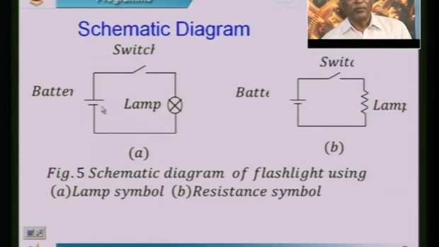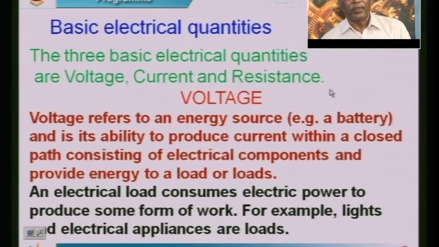schematic diagram, where the battery or the cells have been shown by this, the switch is shown this way, and this is the lamp. So, as such, the lamp converts the electrical energy into light energy, wherein the light comes from a resistor. So in that case, the lamp is generally indicated by the resistor, that is nothing but this one. So generally, this is much used as the electric circuit diagram.